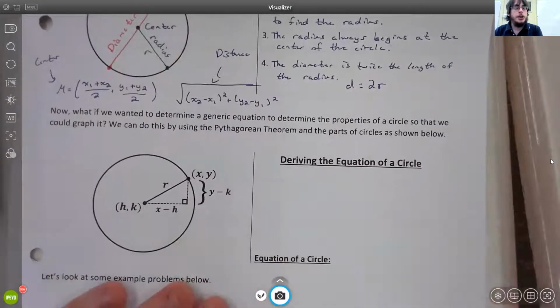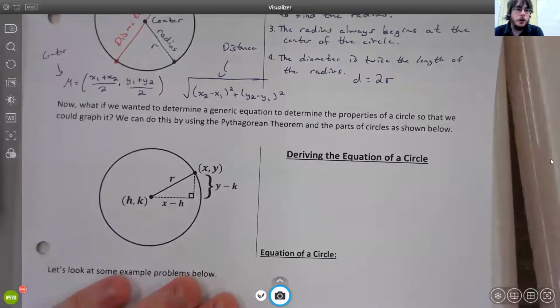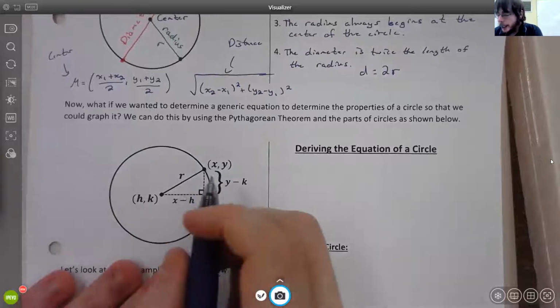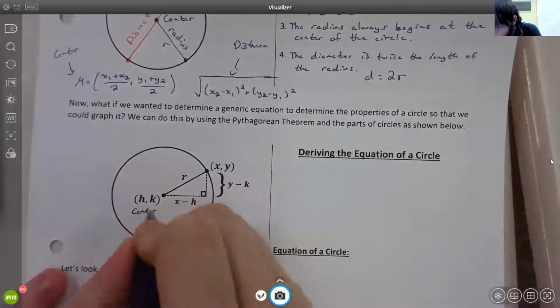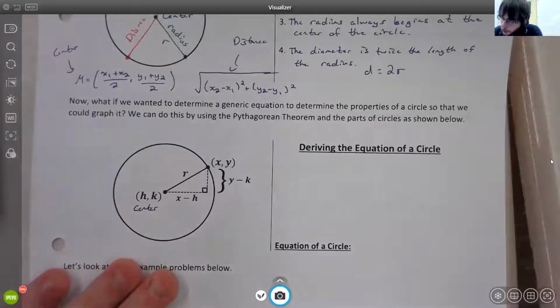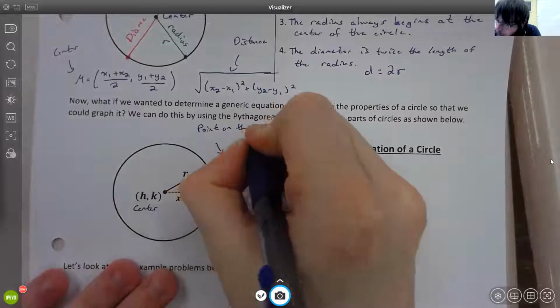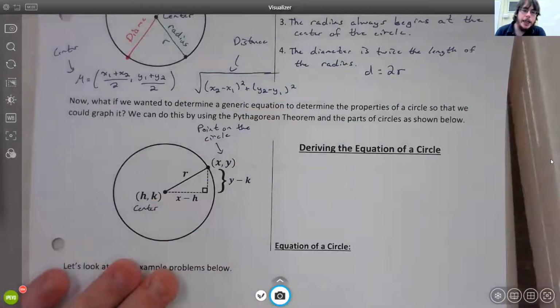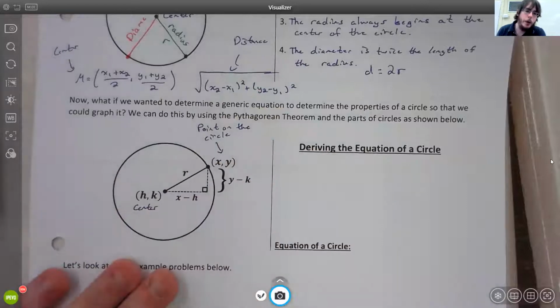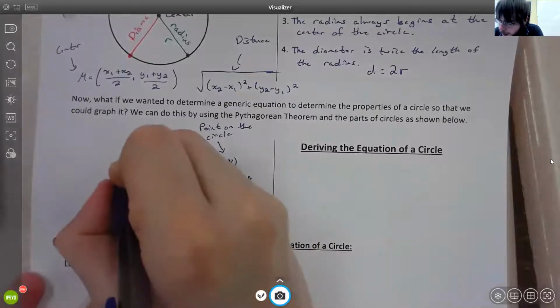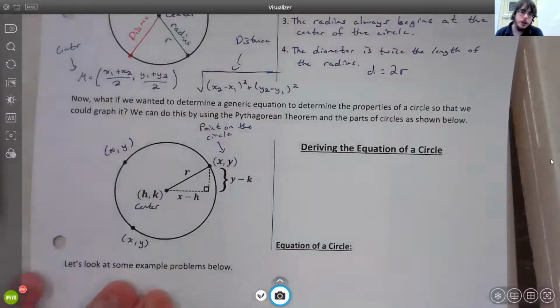Now, what if we wanted to determine an equation we can use for any circle? Well, if we look at this diagram here, our circle is always given as h comma k. That's the point we call the center of the circle. Okay. And if you look here, this x comma y, this ordered pair here, that is always a point on the circle. And it's important to note that the x and the y could be any value as long as that point is on the circle. So for instance, this here could be x comma y. This here could be x comma y, and so on and so forth.